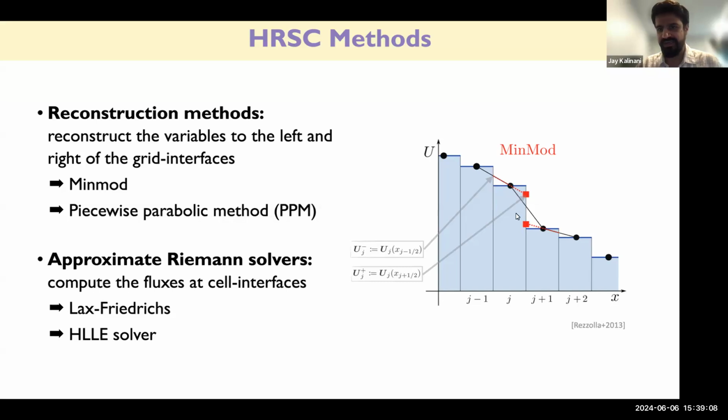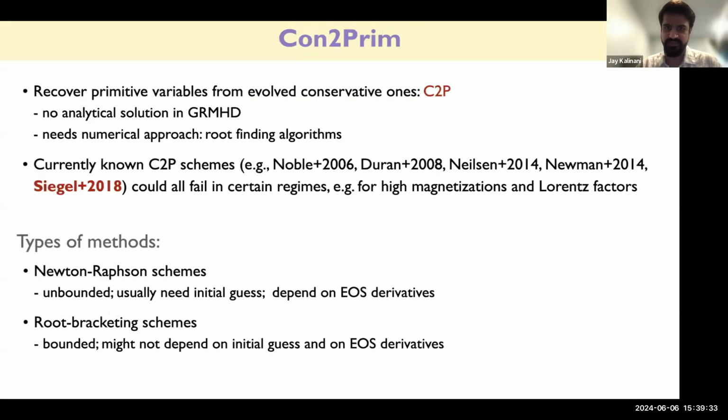And on the right, I show a typical diagram where you have your grid variable at the cell center, and you might want to reconstruct it. This is a simple linear extrapolation to either the left or the right side of the grid cell, and then you produce this discontinuity, or a Riemann problem, that can then be solved using these Riemann solvers.